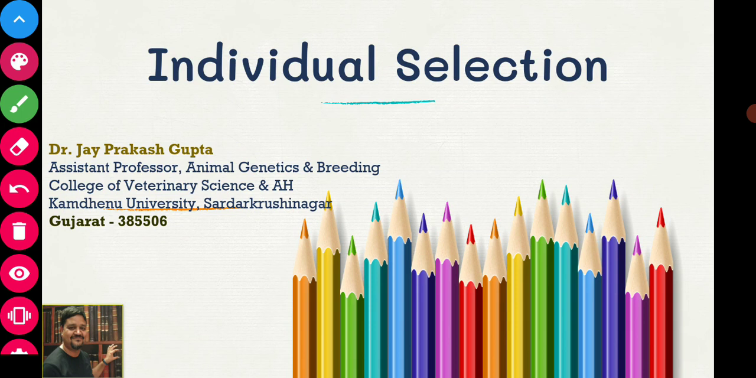Here, in this lecture, the second part of basis of selection, we will see what the different bases of selection are, and we will see them in some detail. First of all, let us start with individual selection. First one is individual selection.